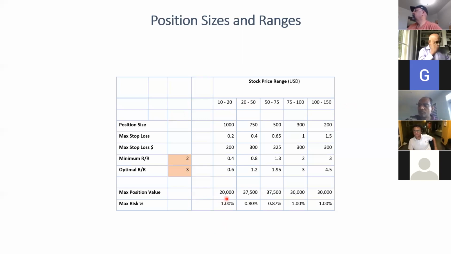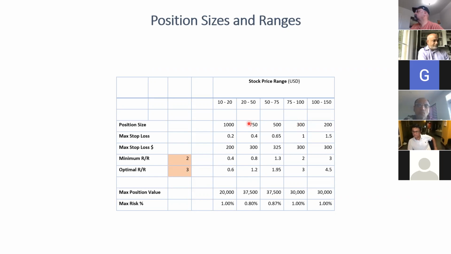Maximum position value. According to this table, if the stock is trading at $75 and I buy 500, that will be $37,500 worth of purchase. And the maximum risk I'm willing to take is somewhere between 0.8 and 0.871%. So I always have this ready, and we know that in this range, this is the size of the position. This is the size of the trade.